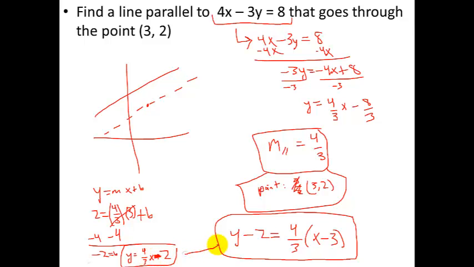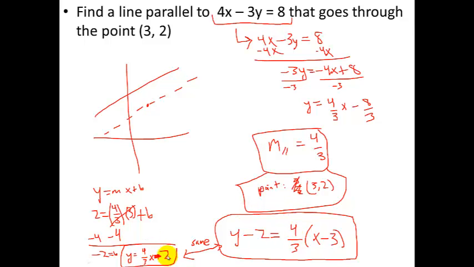So these are the same equation. These are the same thing. Whichever one you want to express depends on how the question asks you. Does it say put the answer in point-slope form or slope-intercept form, or does it not care?